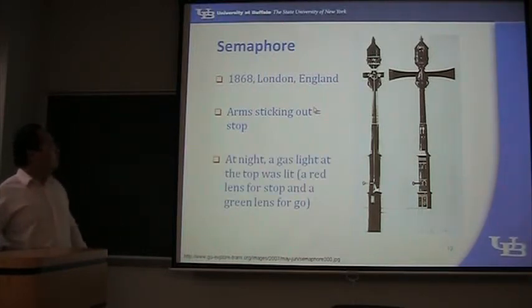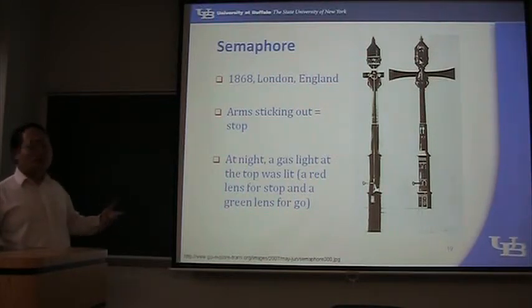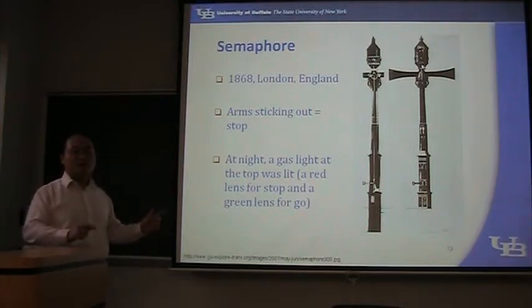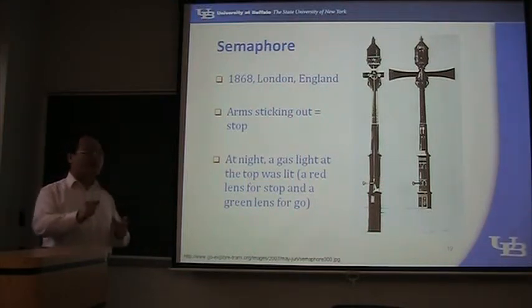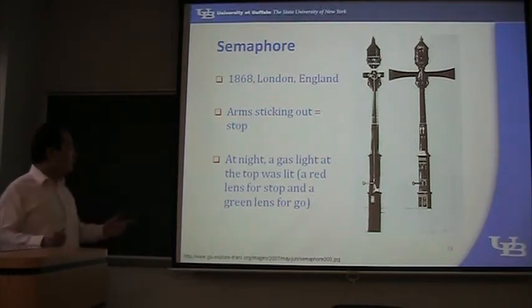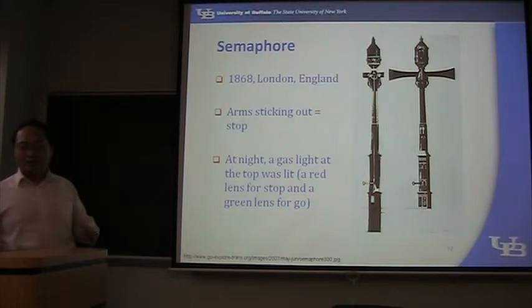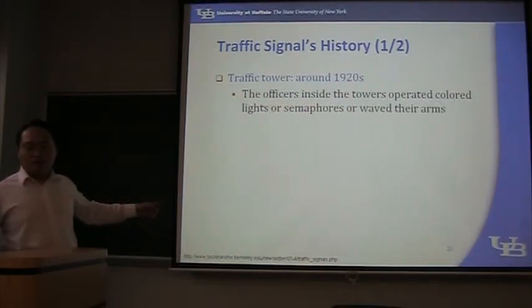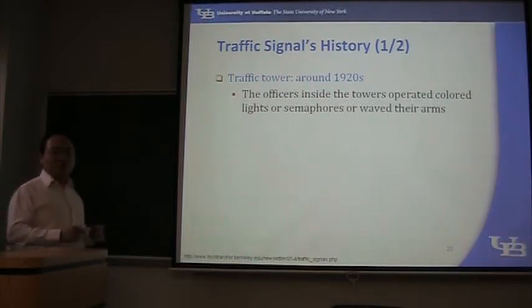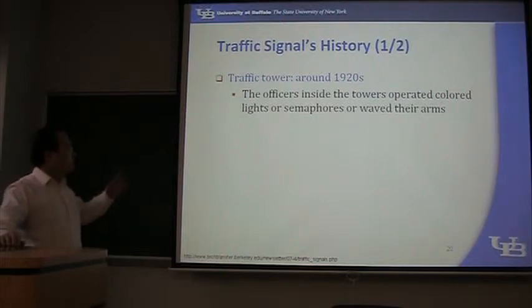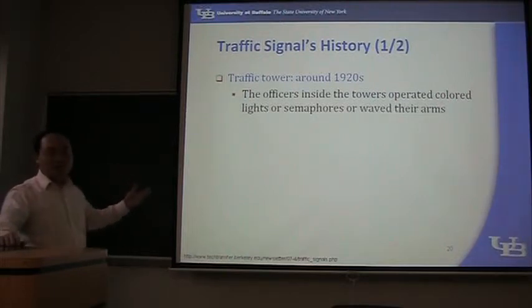And at night, there was a glass light at the top. When this light was lit, there are two lanes for indication. A red lane is for stop, and a green lane is for go. So that was the earliest traffic signal. But for formal traffic signal for motorized cars, we can date back to the 1920s.